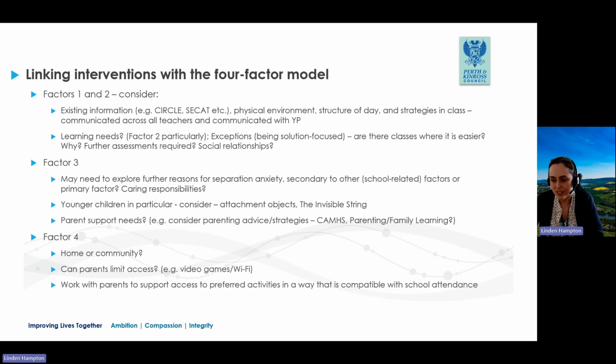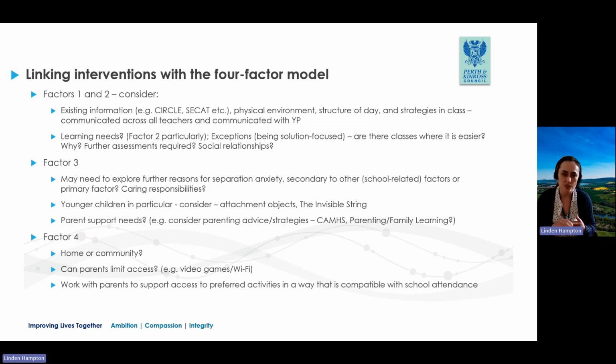So depending on what comes out from your school refusal assessment scale, you might want to think about some different interventions. Separately from this video, you'll see we've got our interventions guide, which we will link to. And I guess what we're asking you to think about is linking your interventions to this 4-factor model. With factors 1 and 2, they're both related to school factors, either social factors, environmental factors, or factors to do with learning or assessment environments.